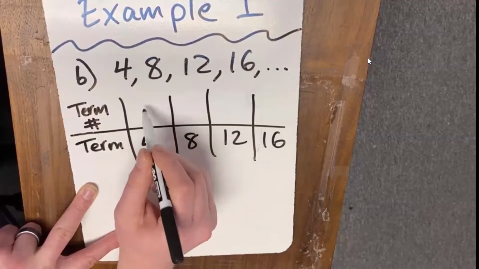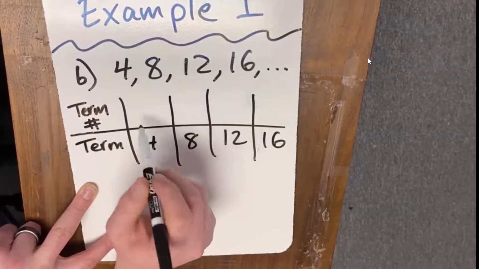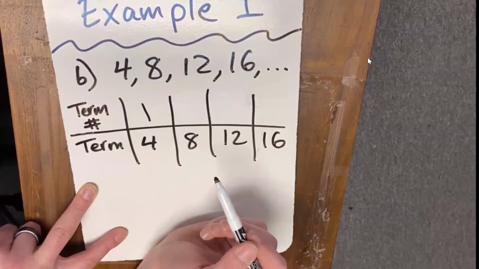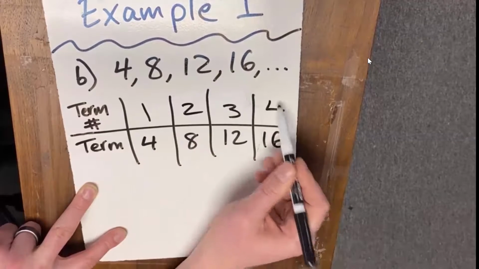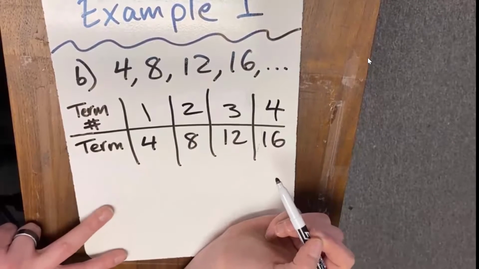The term number is just the number of them in order. So the first term was 4, the second term was 8, the third term was 12, and the fourth term was 16. That's easy enough.